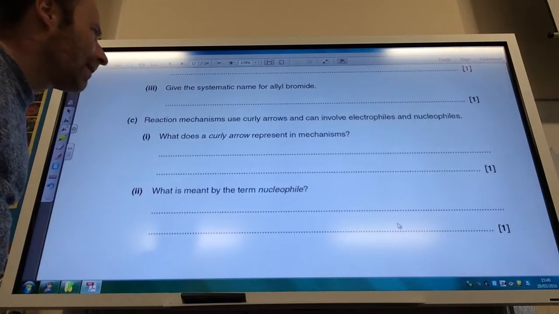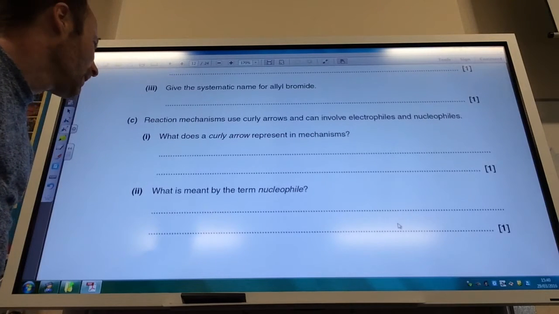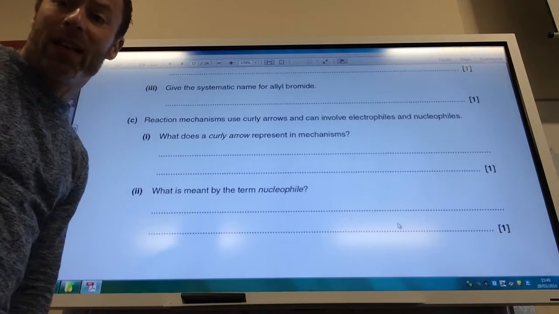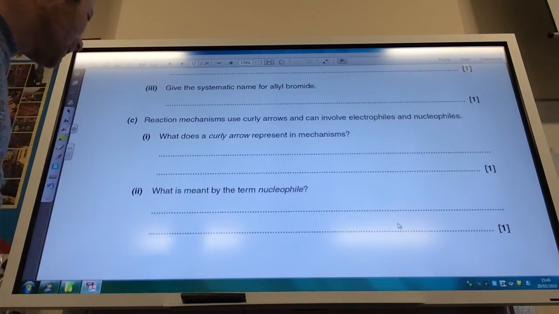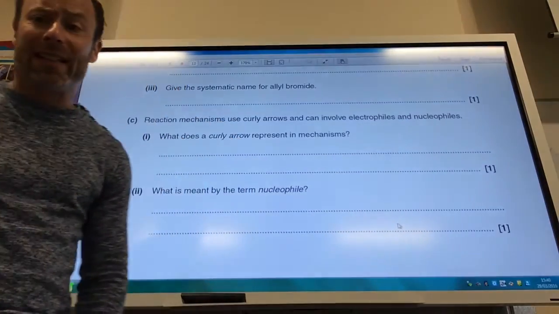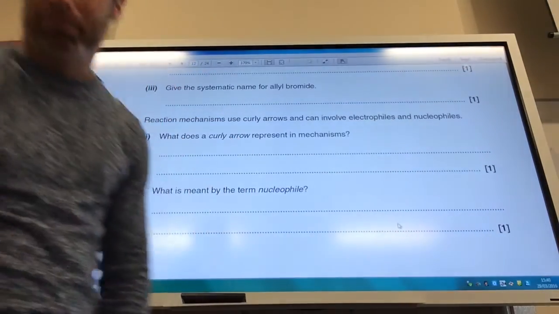Reaction mechanisms use curly arrows, which can involve electrophiles and nucleophiles. What does a curly arrow represent? Obviously, a curly arrow represents a movement of an electron pair. What is meant by the term nucleophile? A nucleophile is an electron pair donor.